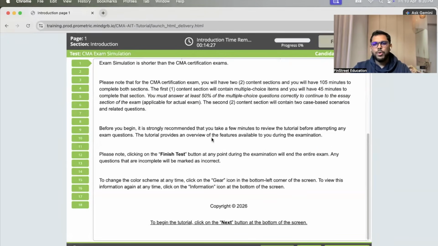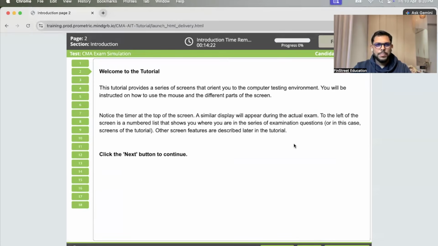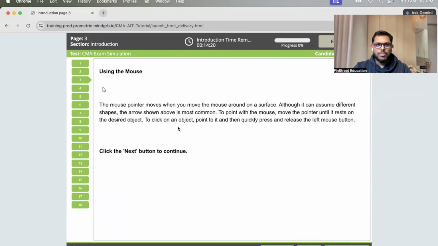Go through each slide properly. Read everything that is mentioned over here. ठीक है, यहाँ पे सारे exam conditions हैं. It's a welcome note for the tutorial, how you can use different things. आप highlight कर सकते हो exam में, तो exam में ऐसे आएगा.